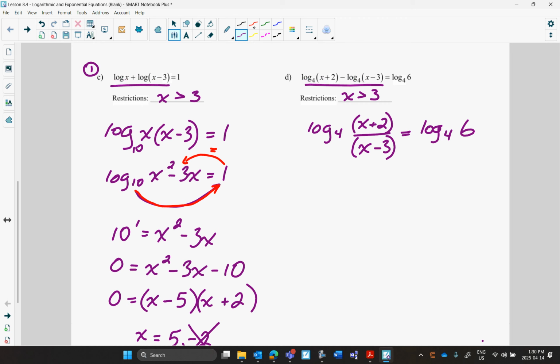And now the log base 4s can go, and I solve what's left. How do we solve this? It's a fraction equation, so I want to get rid of the denominators. Times this by x minus 3, which means I've got to times this side by x minus 3. So I'm left with x plus 2 is equal to 6 times x minus 3, which is 6x minus 18.